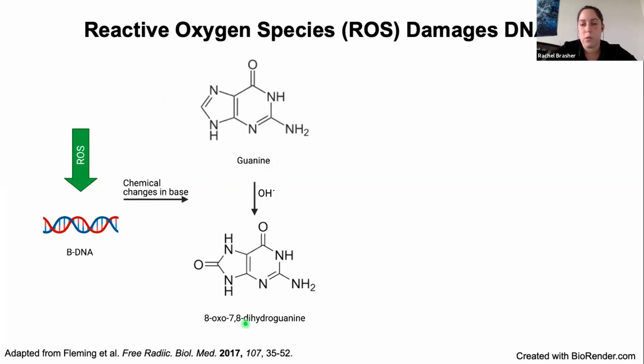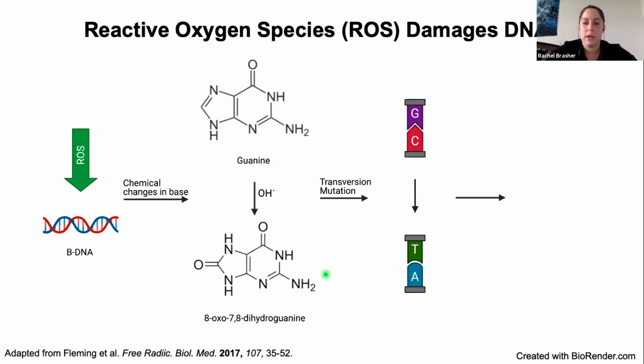8-oxo-7,8-dihydroguanine or 8-oxoguanine. Oxidation of guanine to 8-oxoguanine can result in transversion mutations, where instead of having a guanine-cytosine base pair, we end up with a thymine-adenine base pair. When this damage is not repaired, an accumulation of mutations such as transversion mutations will once again result in genetic instability.